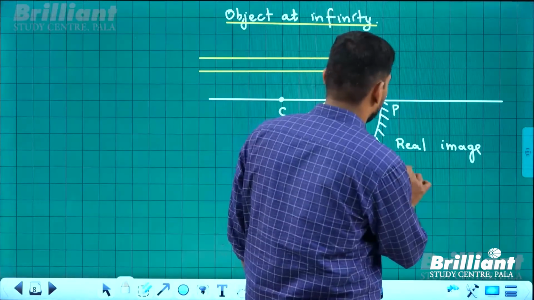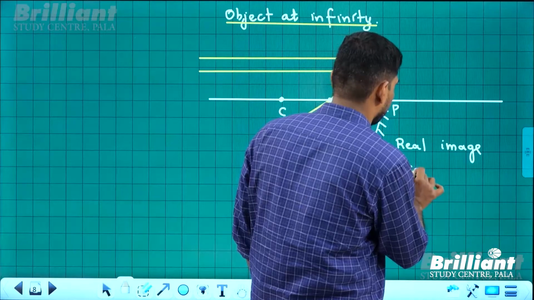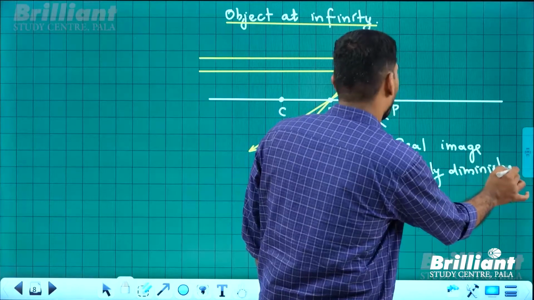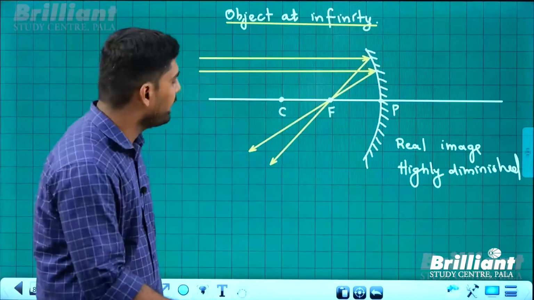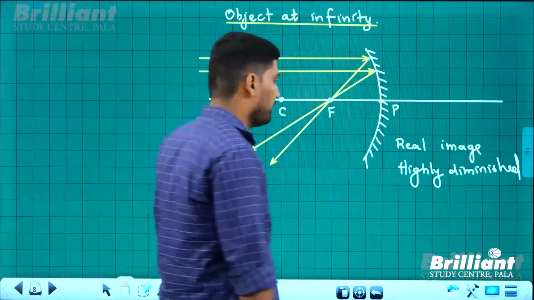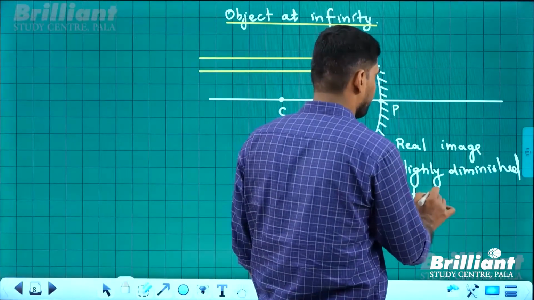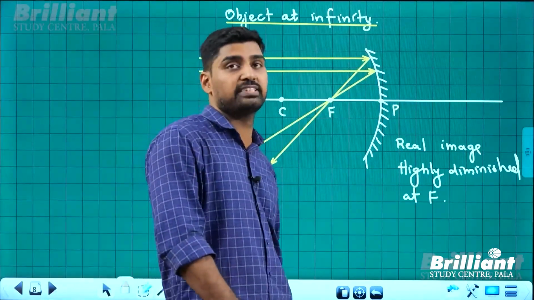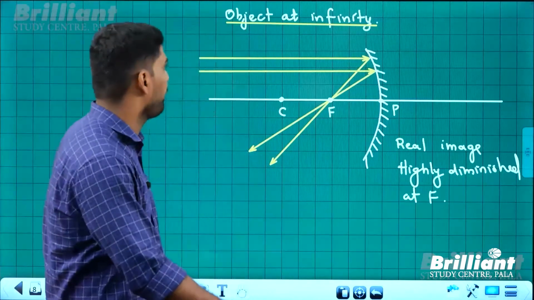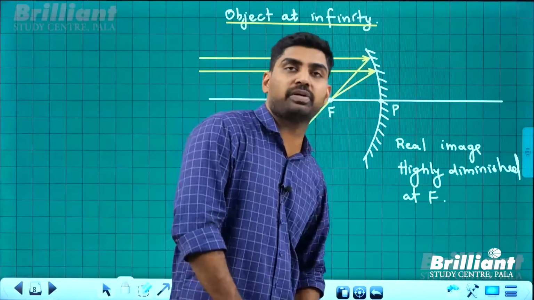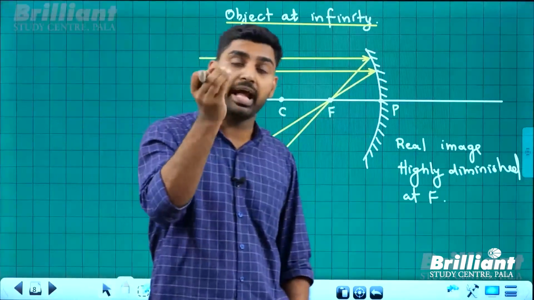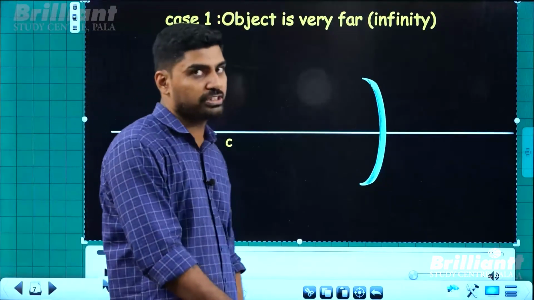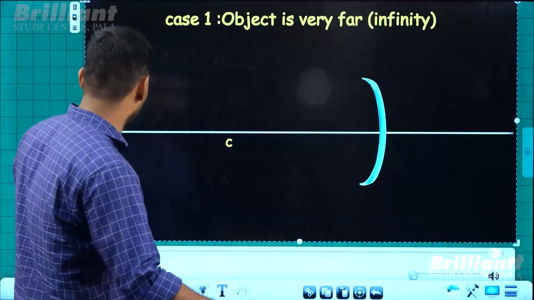Then what are the other properties? The image is highly diminished. A very small, point-sized image is formed there. Another property is that the image is formed at F. So if the object is placed at a very large distance from the mirror, the image obtained is at the focus, the image is highly diminished and it is a real image. That is what we mean by infinity.